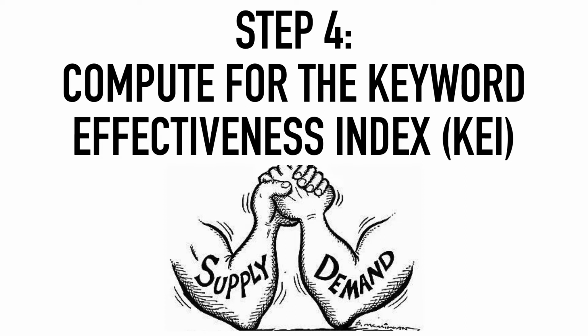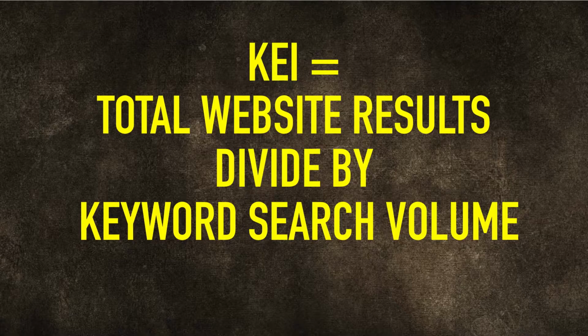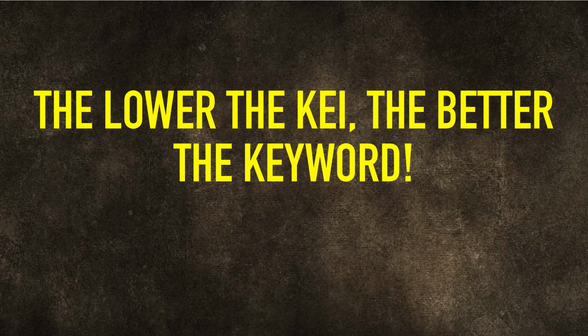Step 4 is to compute for what we call the Keyword Effectiveness Index, or KEI. The KEI is a measure of the effectiveness of your chosen keywords in search engines. We calculate KEI by dividing the total number of web page results for the keyword by the total number of searches for that keyword. The lower the KEI score, the higher your chances of ranking for that keyword.